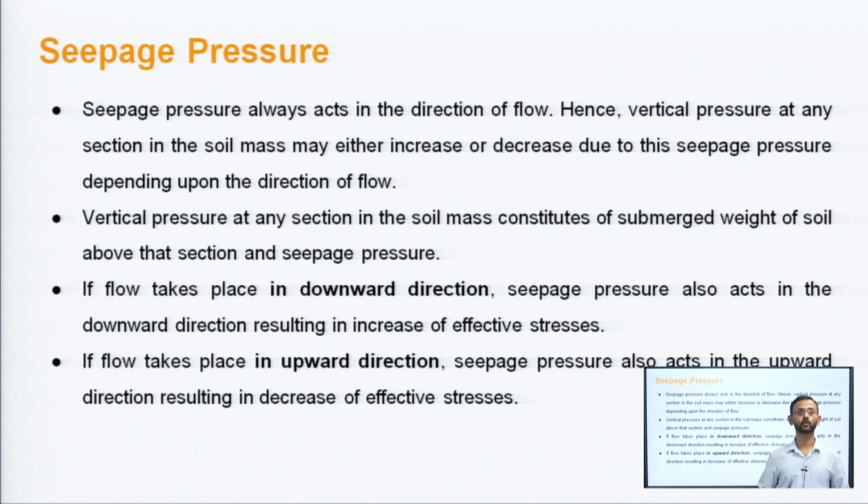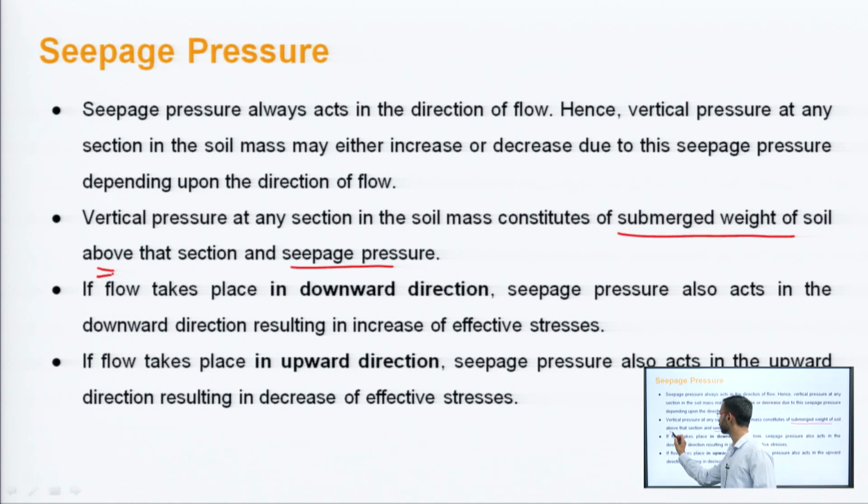So, seepage pressure always acts in the direction of the flow, hence vertical pressure at any section in the soil mass may either increase or decrease due to this seepage pressure depending upon the direction of flow. We will be seeing this point here. Then vertical pressure at any section in the soil mass constitutes the submerged weight of the soil mass above that section and the seepage pressure. So, the submerged weight of the soil and the seepage pressure above that section, we are talking about that section. We always consider the vertical stresses above that section.